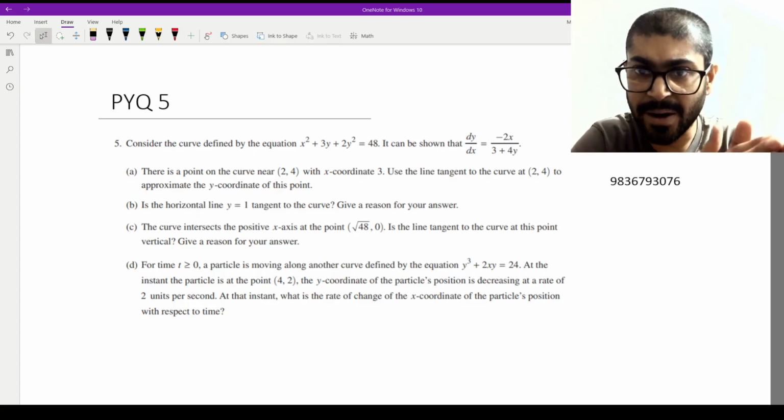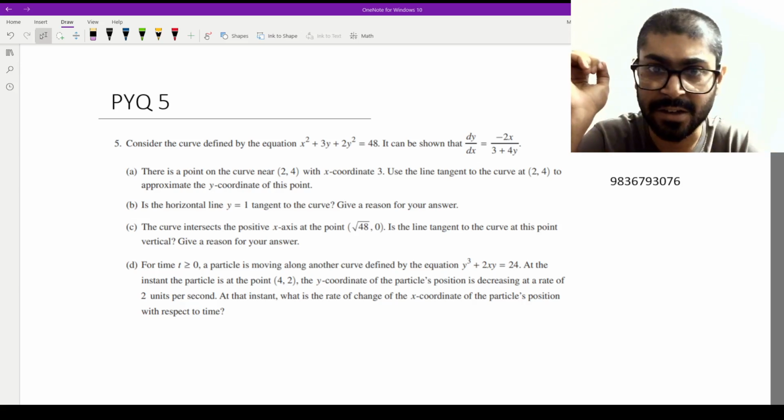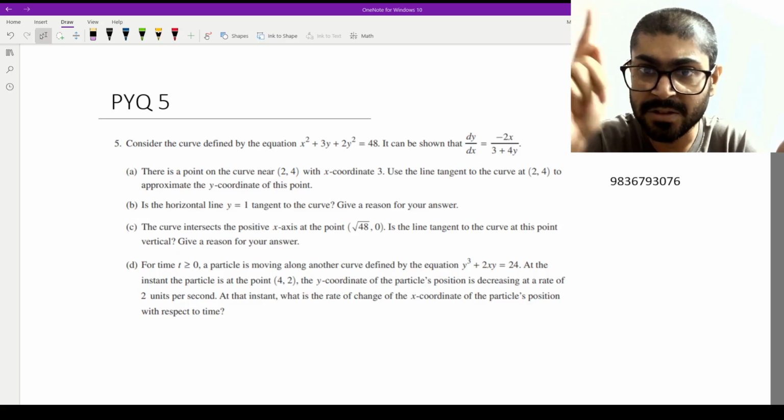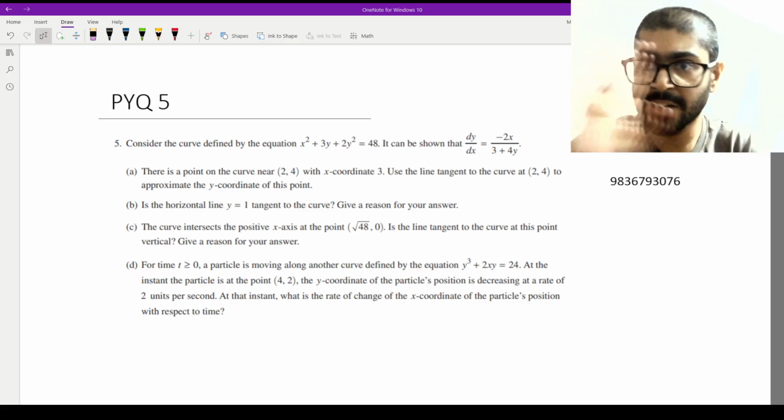But for the first 3 parts, we need to concern ourselves only with the curve that is given in the question. Okay, and that is x squared plus 3y plus 2y squared equal to 48. The derivative is also done. Let us look into the first question.